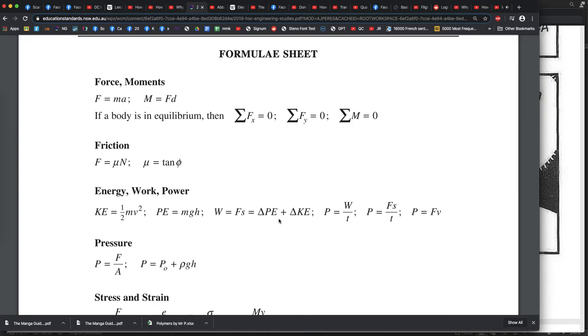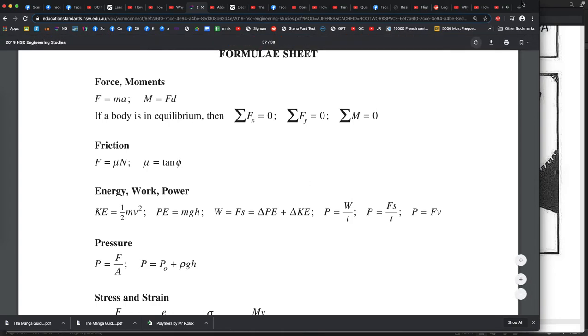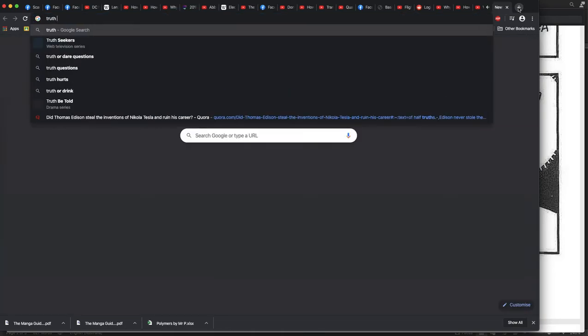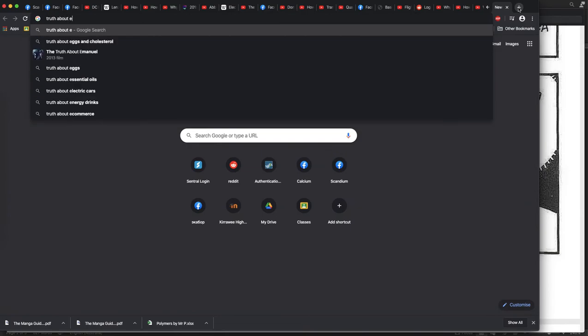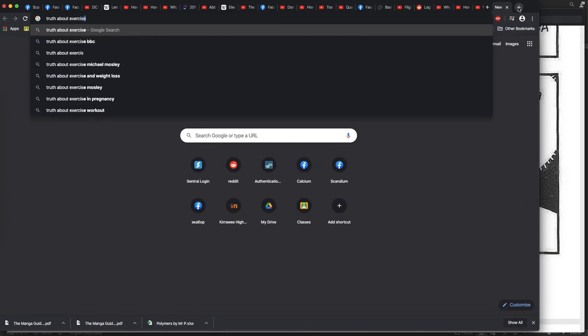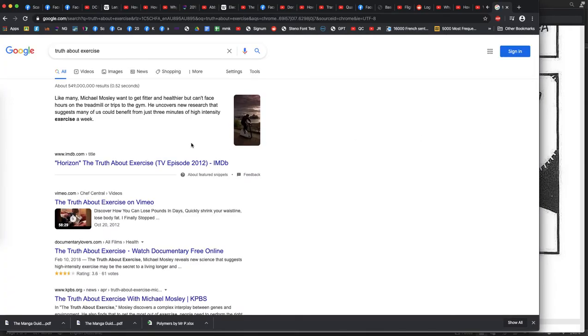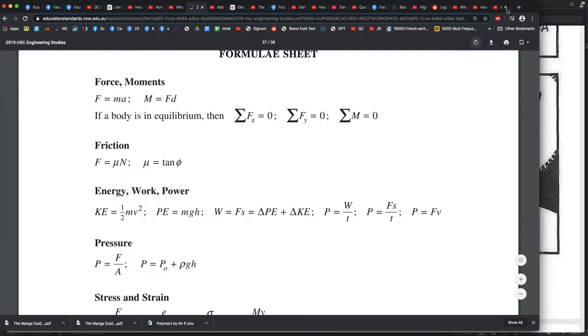Just for the sake of argument, there's a saying that abs are made in the kitchen, and the idea is that if you want to lose weight, you really need to do it by not eating as much. A guy called Michael Mosley had a documentary called The Truth About Exercise. You can watch this on Vimeo. And he is a proponent of HIIT, so high intensity interval training.